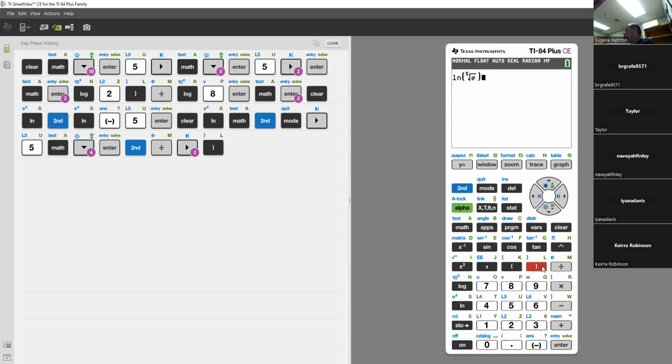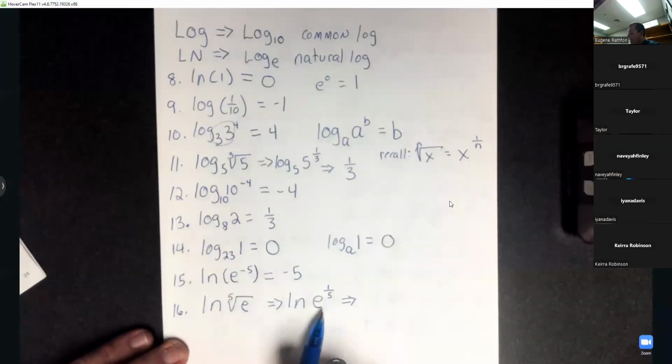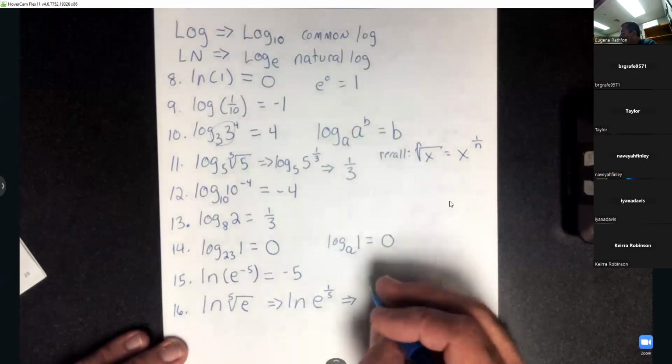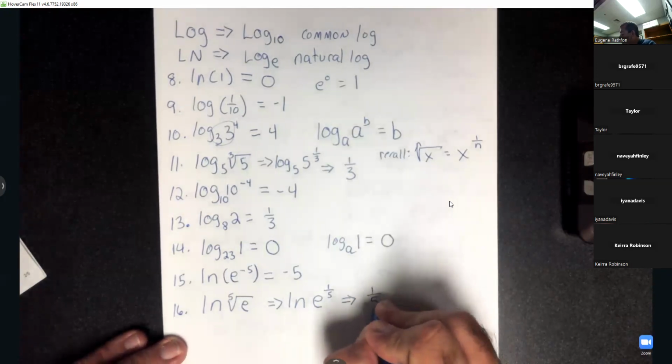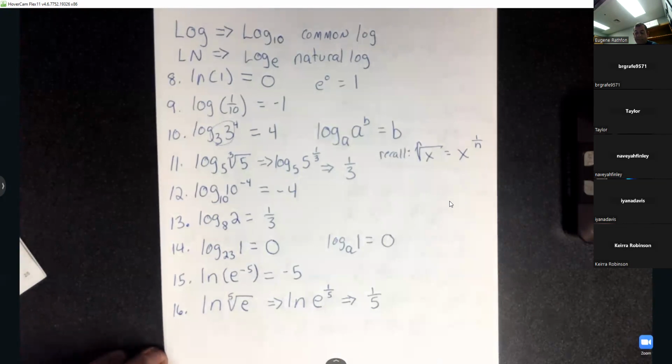So if you want an exponent with e, you hit second ln. If you just want the e by itself, you hit second divide. But y'all watch this. When I hit enter, it gives me 0.2. So I'm going to hit math and enter twice. It gives me my 1/5. And see, that's why I rewrote it like this, because remember, ln is really log base e. So e, with a result of e to the 1/5 is always going to be that exponent of 1/5.